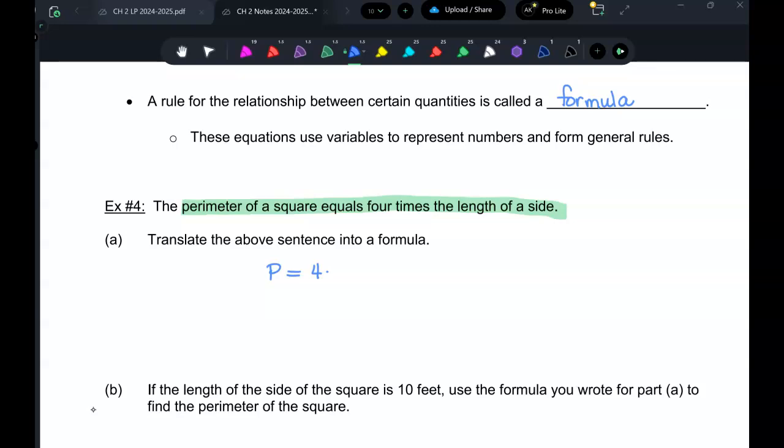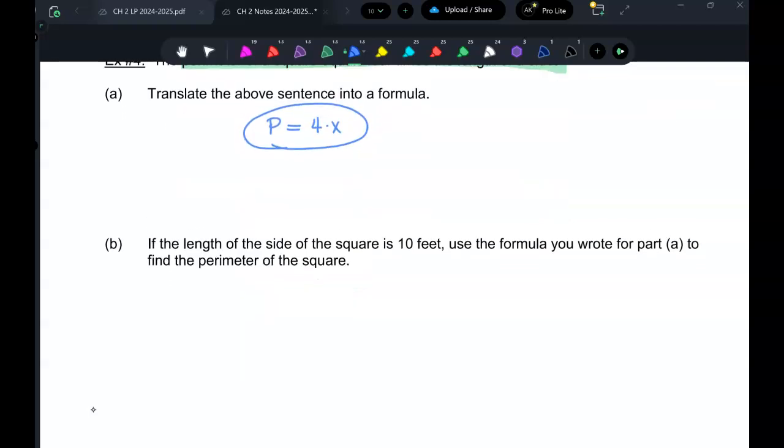Now, does it matter what variable we choose? No. What variable should we choose here? Well, that's a good question. Can we use X? We can use X. We already used P. Let's use J for Jack because he's amazing. You can use whatever letter you want. Okay? Instead of writing 4 times x, can I just write 4x?